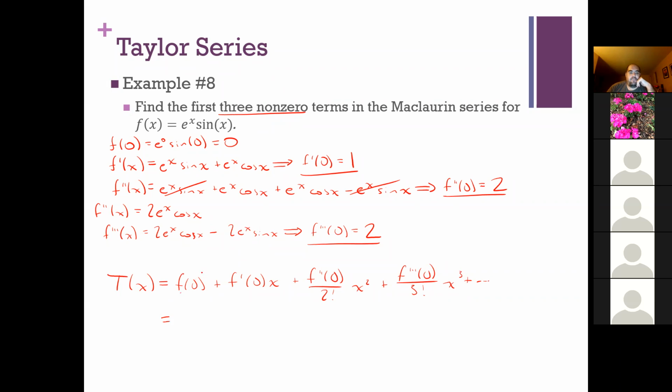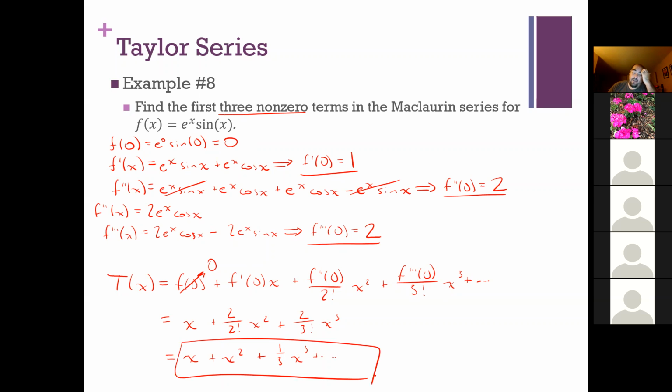So we know that first term was just 0. Second term is going to be x, or first non-zero term. Then 2 over 2 factorial times x squared plus 2 over 3 factorial times x cubed. So first 3 terms are going to be x plus x squared plus 2 over 6, which is 1/3 x cubed. Any questions there?